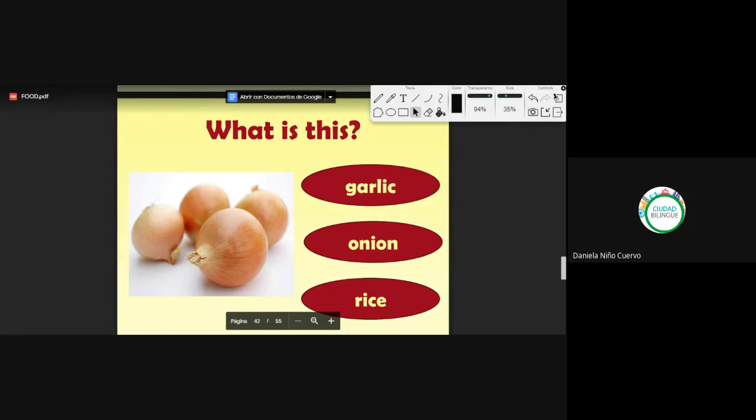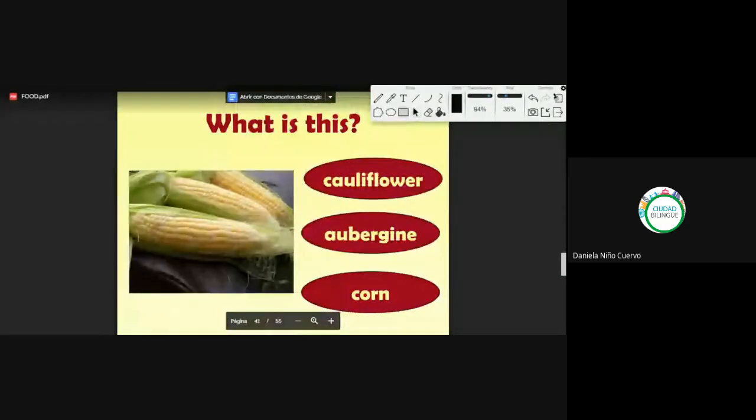Onion, yes. So, onion. Recordemos que garlic es ajo, yes. Por acá teníamos aubergine. Aubergine es berenjena, ok? Aubergine, berenjena.